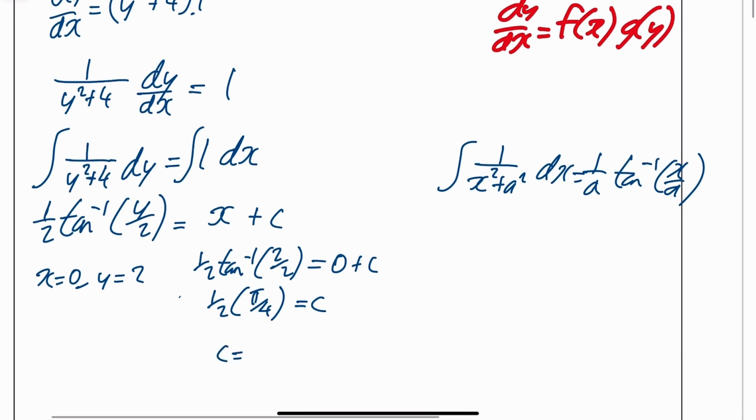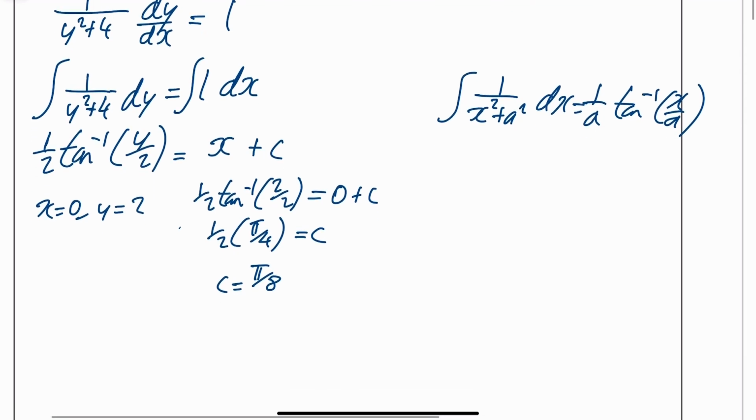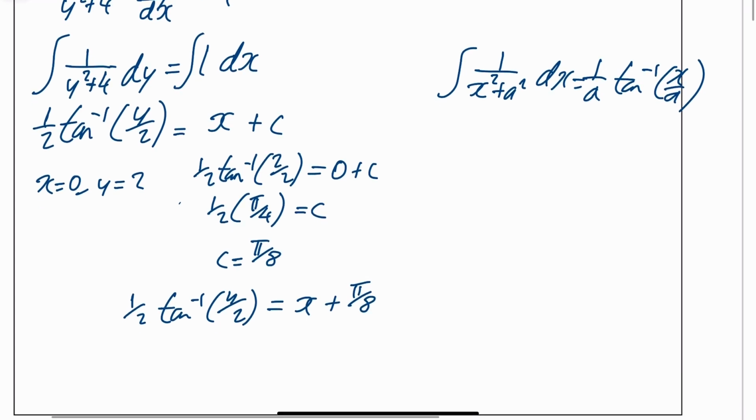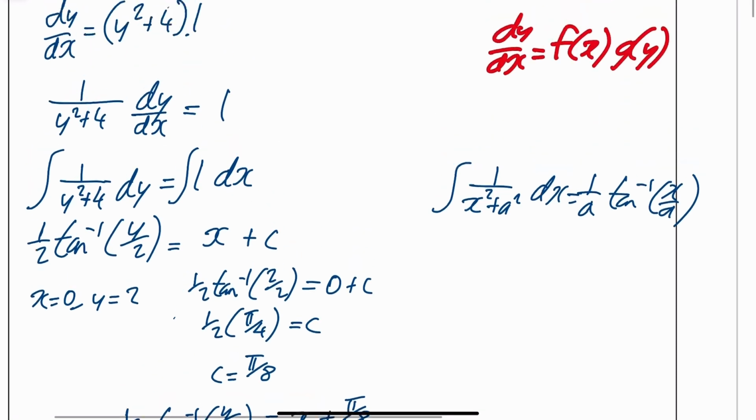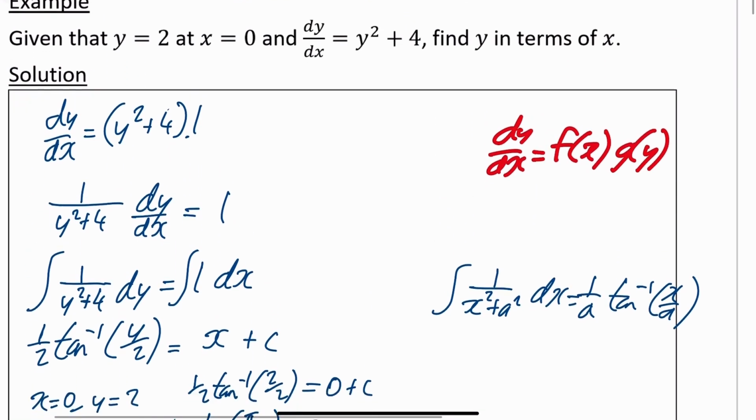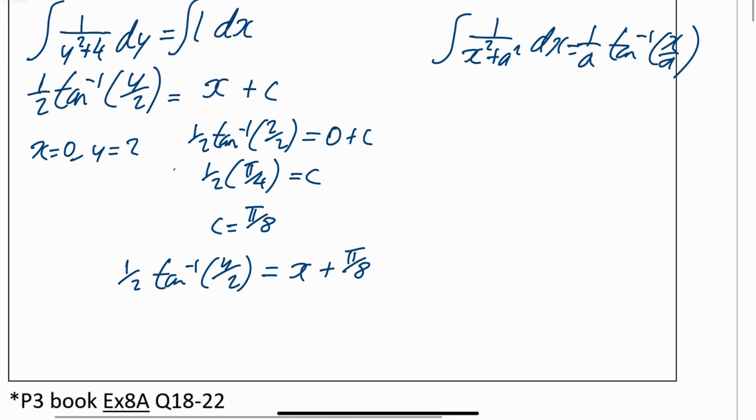So your c works out to be pi over 8. Okay. And then we'll go on from there. That means what you've got is a half tan to the minus 1 of y over 2 is equal to x plus pi over 8, and we want to make y the subject. Does it ask you? Yeah, it says find y in terms of x. So we want to make y the subject.